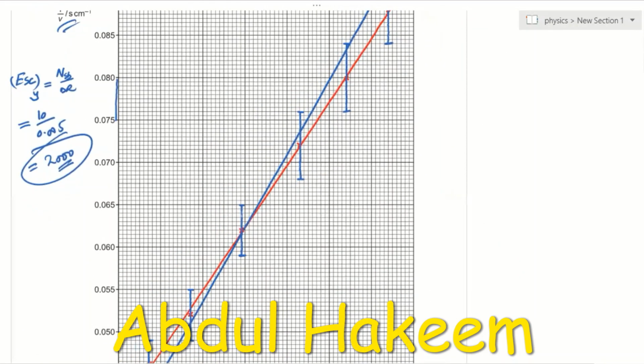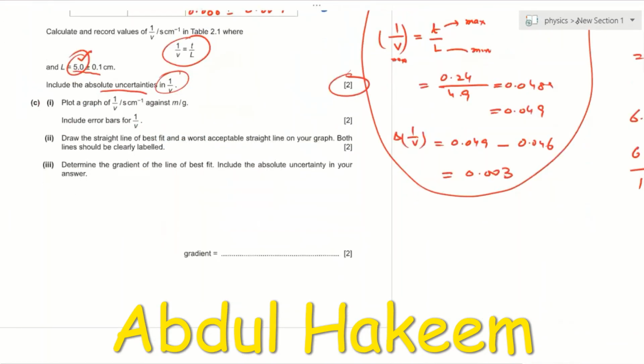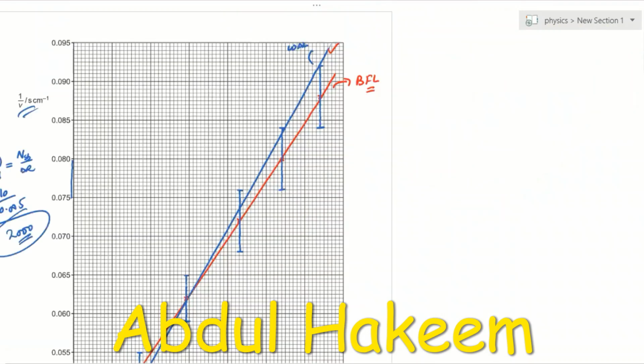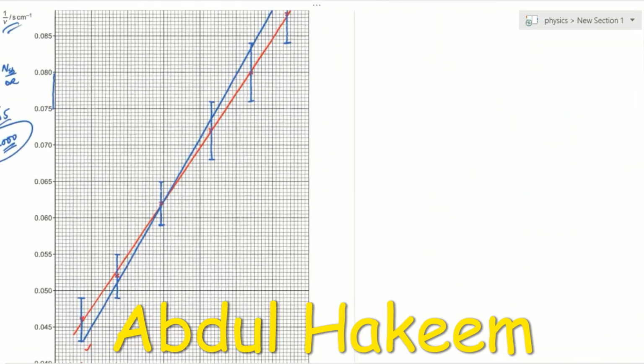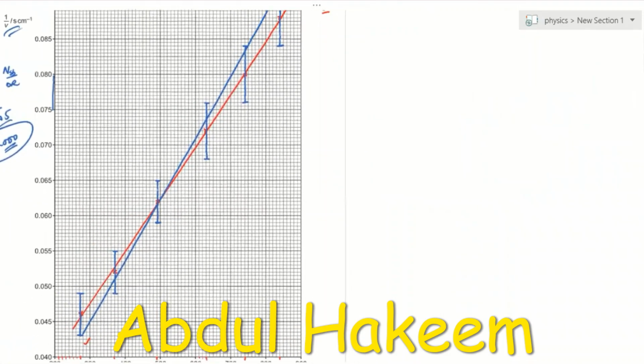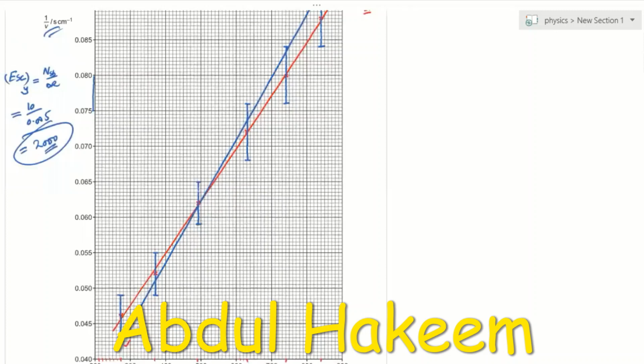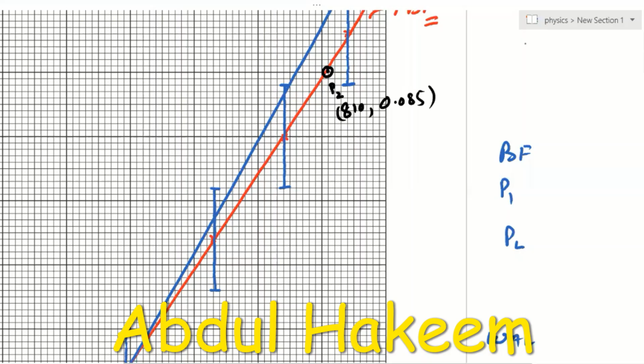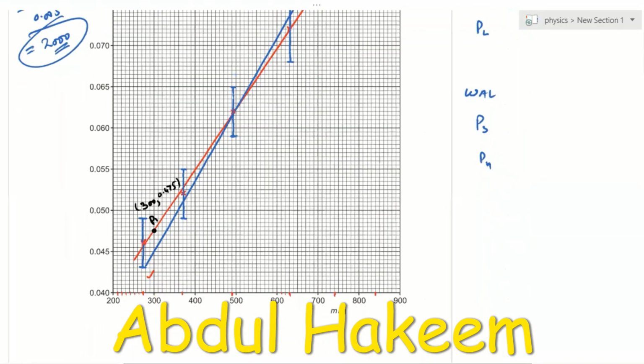Now, the next point is we have to calculate the gradient with uncertainty. So we have to calculate both the gradient of the best fit and the gradient of the worst fit. Now select 2 different points for each line. For example, the best fit points are labeled P1 and P2, and the worst acceptable line points are labeled P3 and P4. Okay, 2 points are selected for the best fit.